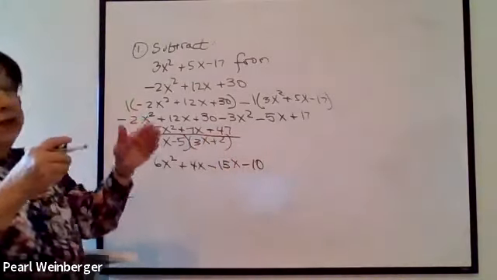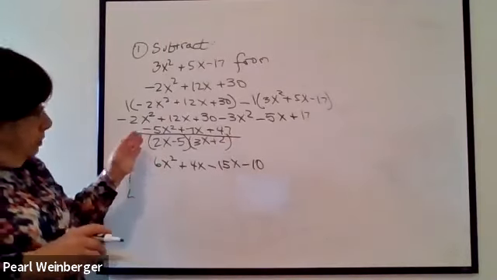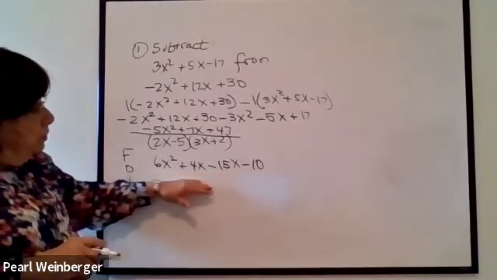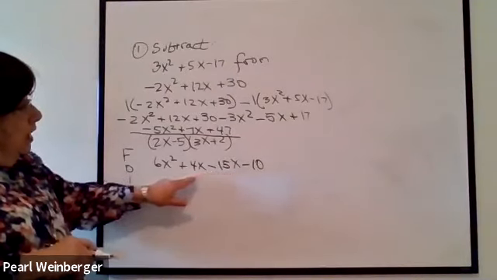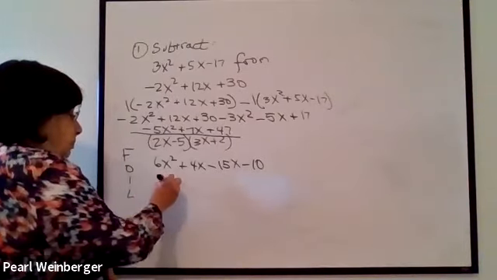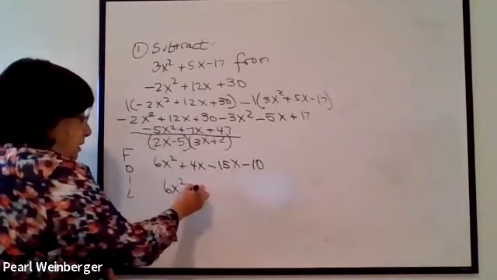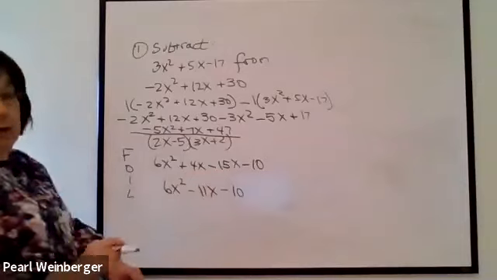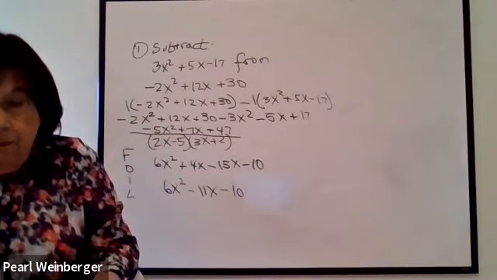When you're multiplying two binomials, you're going to end up with 4 terms because you're multiplying 2 times 2. But what usually happens is that the inner and the outer terms are like terms and they can be combined. So in simplest form, this becomes 6x squared, the 4x and the minus 15x is minus 11x, minus 10. That would be your answer. Now, does anybody have any questions on these before we go on?